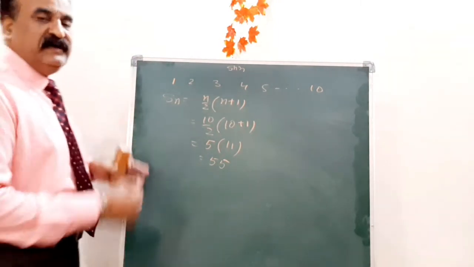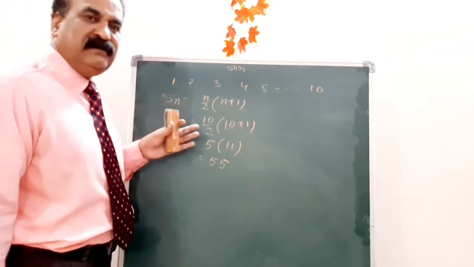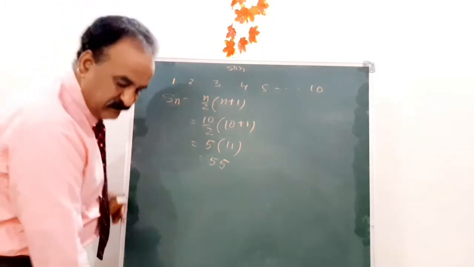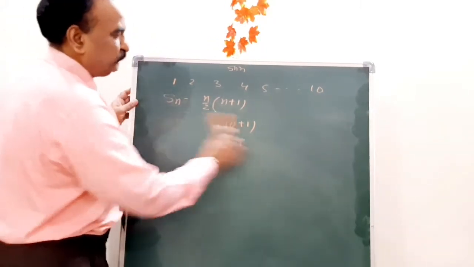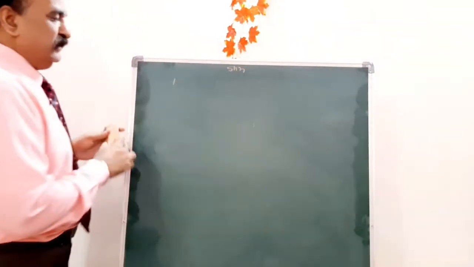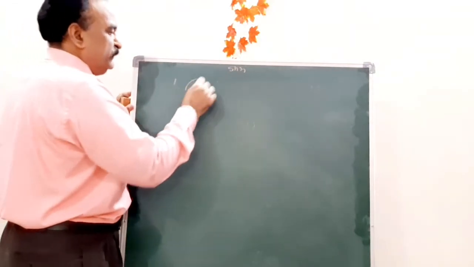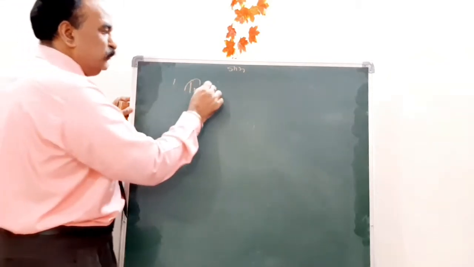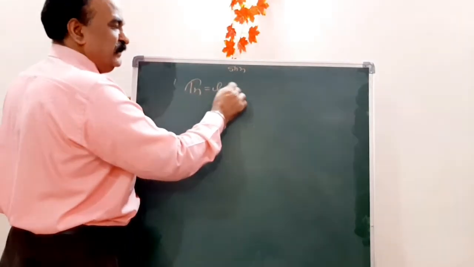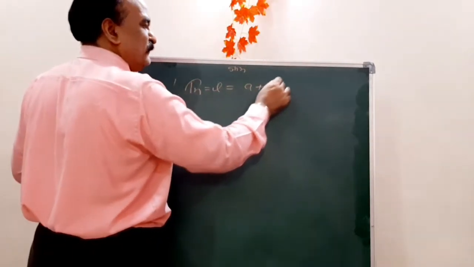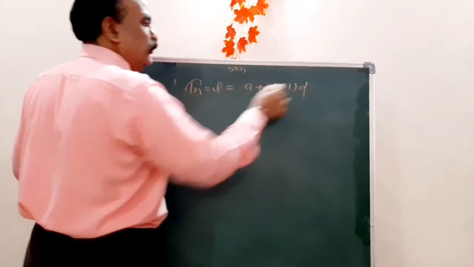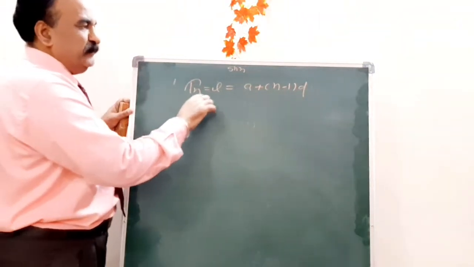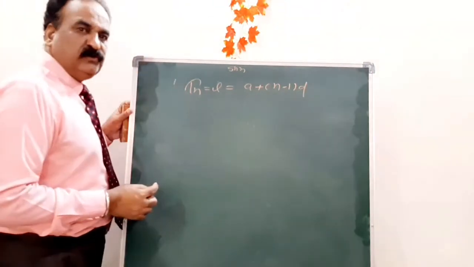Okay. So how to find the formula for the sum of the arithmetic progression? Let us see. If I am writing here Tn, so called the last term, or sometimes you can call L also. So L is the last term. It means A plus n minus 1 into D. The last term of the AP is A plus n minus 1 into D.